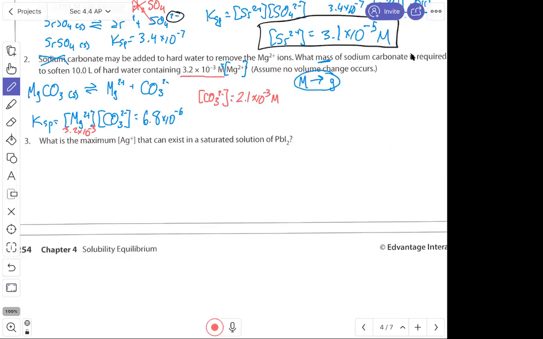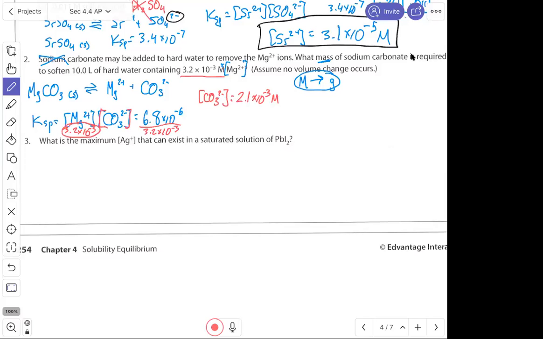Well, I know all you have to do is divide the 3.2 times 10 to the negative third by 6.8 times 10 to the negative 6, right? Nope, opposite way. Yeah, because I'm trying to get this one, so I'm dividing by the 3.2. Okay, yep.